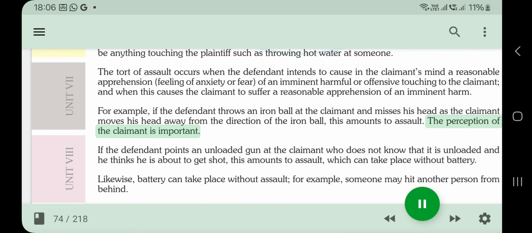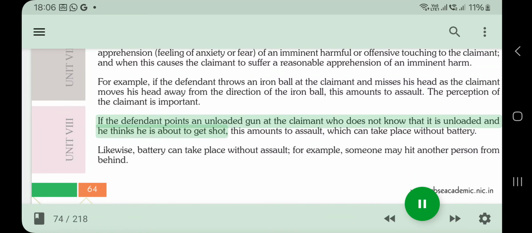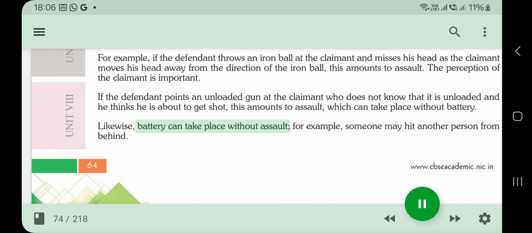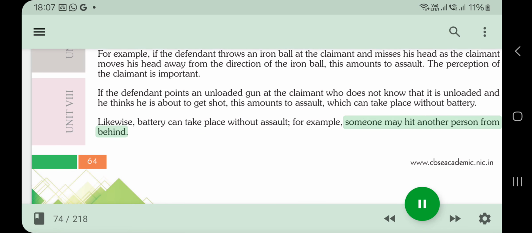The perception of the claimant is important. If the defendant points an unloaded gun at the claimant who does not know that it is unloaded and he thinks he is about to get shot, this amounts to assault, which can take place without battery. Likewise, battery can take place without assault. For example, someone may hit another person from behind.